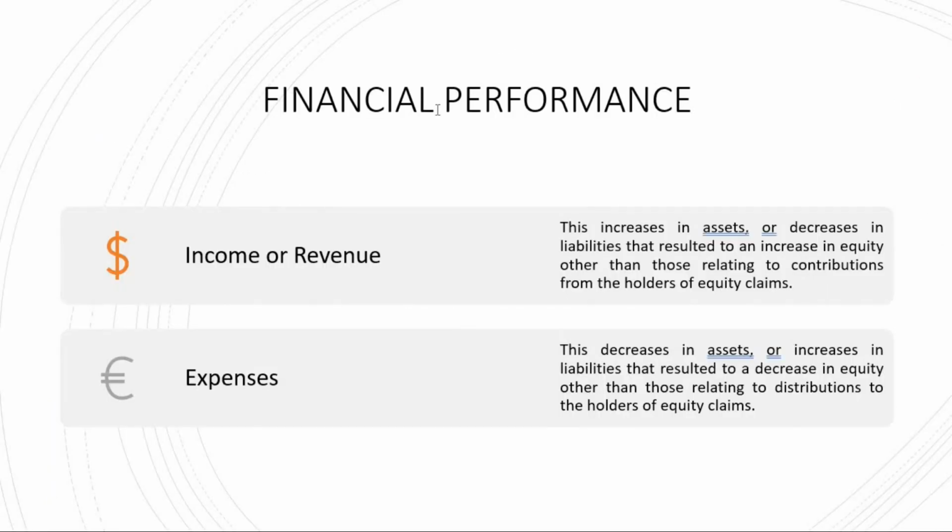Okay, so let us proceed to financial performance, or those elements ng income statement. So we have first income or revenue. As per definition, income or revenue are increases in assets, so nag-increase ang asset mo, or decreases in liabilities, lumiit yung liability mo, that resulted in an increase in equity, tumaas ang equity mo, pero hindi siya galing sa contributions ng owners. So, galing siya sa operations ng company. It's a result of the operations of the entity. Hindi siya galing sa owners. It's parang the outcome of the business operations of the entity.